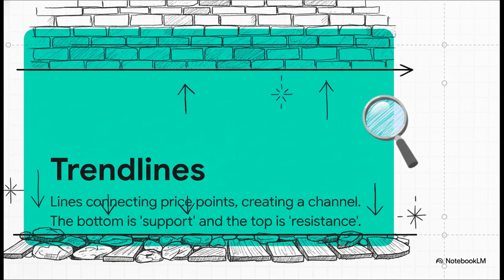The easiest way to think about it is this. The bottom line acts like a floor. It supports the price and tends to stop it from falling. The top line, that's the ceiling, or resistance, that the price struggles to break through.